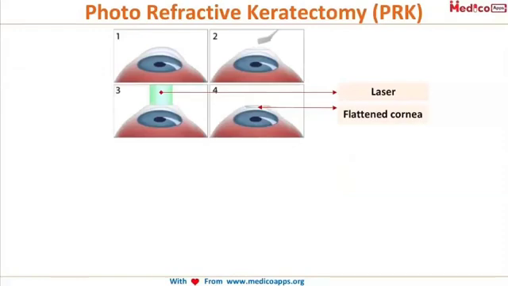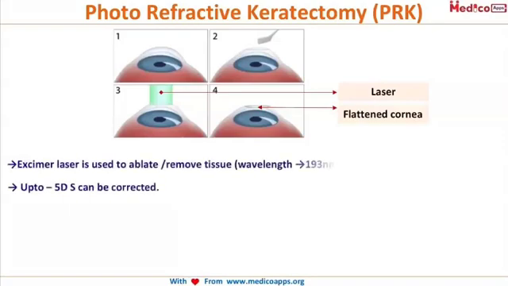Now this was succeeded by PRK, that is photorefractive keratectomy. That is, you are removing some part of the cornea. Keratectomy, you're removing some part of the corneal tissue, using an excimer laser to do this procedure. Okay, the wavelength over here is 193 nanometers. Please remember, this can be frequently asked, and it can correct up to -5 diopters of myopia.